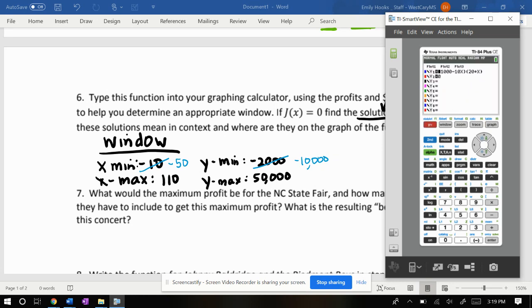If you go to your y equals, if you type 0 in for your second graph, and then you graph it, it's going to give you this red line here. And then what we can do is find the intersection. So I'm going to do second, trace, and then number 5, which is intersection. And then I'm going to move my cursor as close to the intersection as I can.